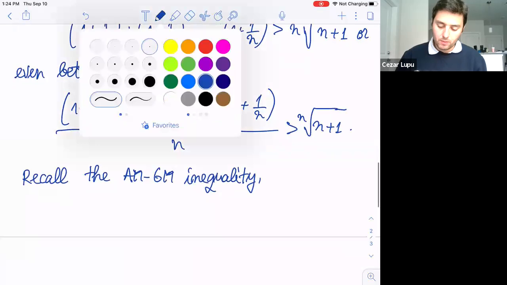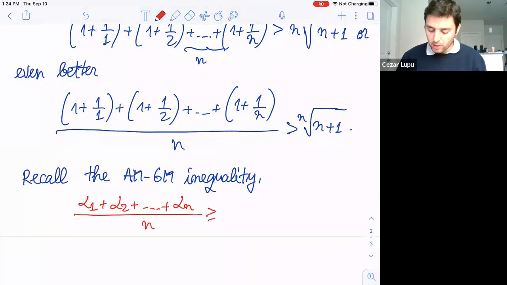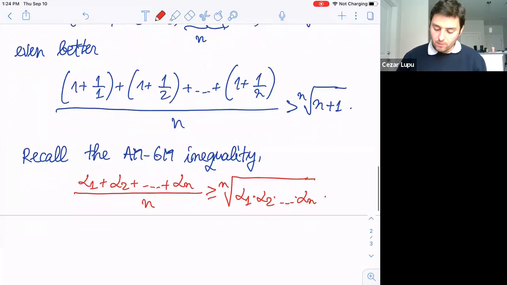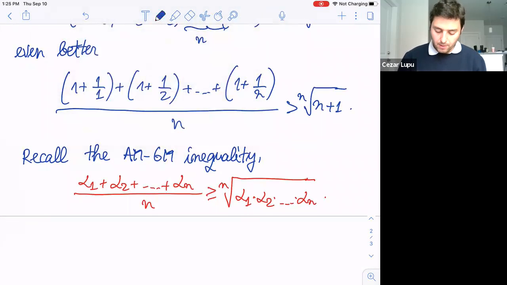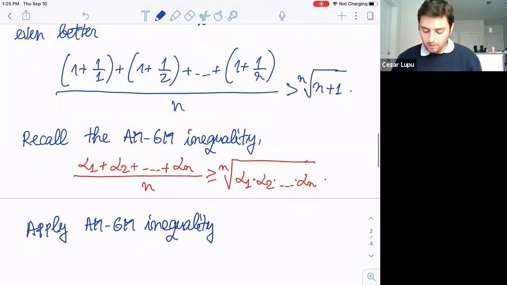Which said that, what did it say? That alpha 1 plus alpha 2 plus alpha n, all over n, is greater or equal than the n-th root of the product alpha 1 times alpha 2 times alpha n. Remember that? Well, in our case, guess what? We will apply the AM-GM inequality with alpha i to be exactly 1 plus 1 over i.